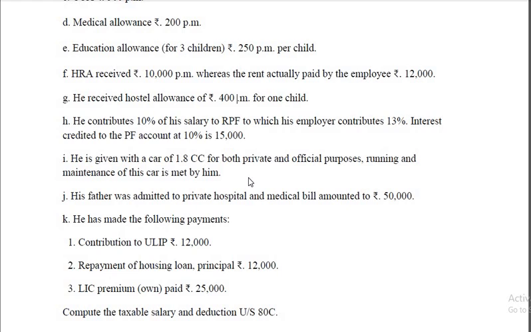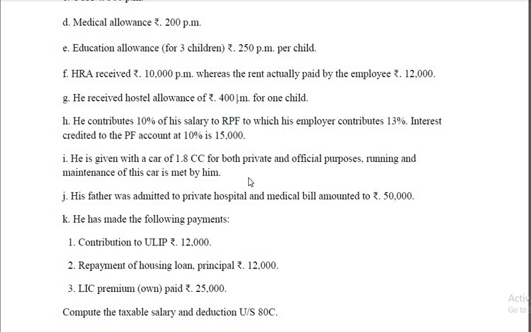He contributes 10% of salary to a recognized Provident Fund, to which the employee's contribution is taken under 80C, whereas the employer's contribution in excess of 12% is taxable. So here it is 13%. So 1% of the salary is taxable. The calculation is shown separately.